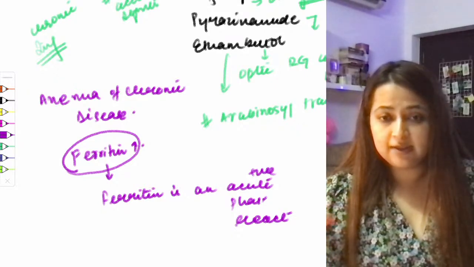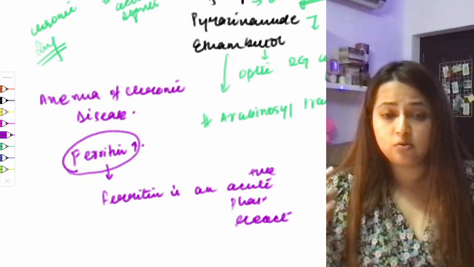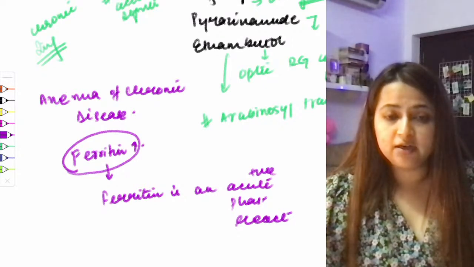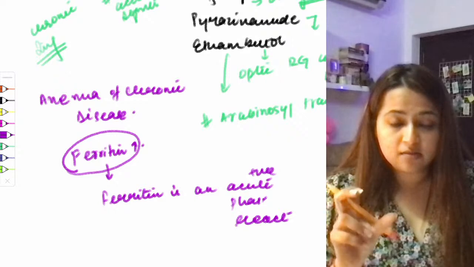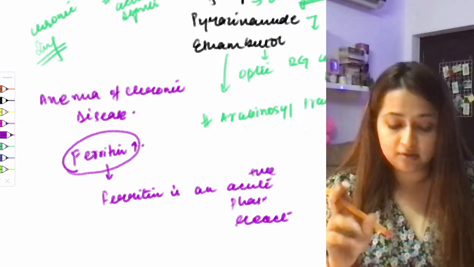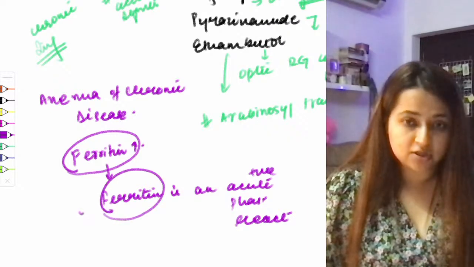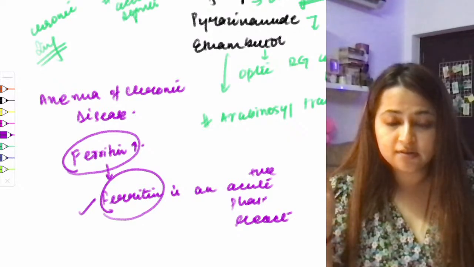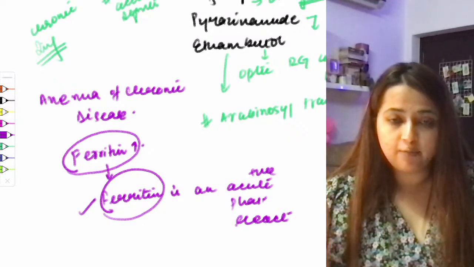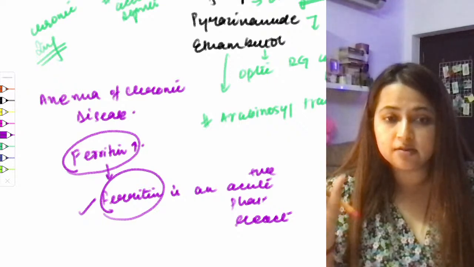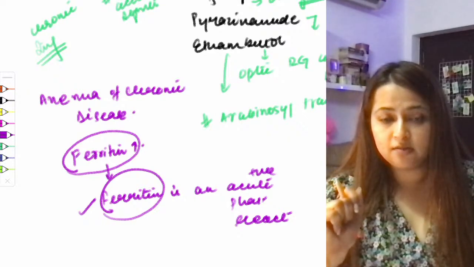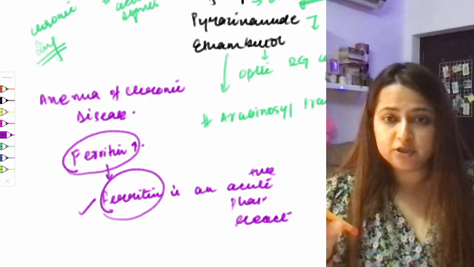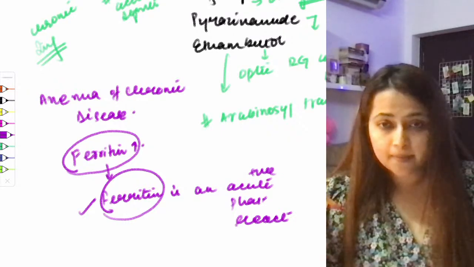That means whenever there is increasing inflammation or infection in the body, the ferritin levels are going to increase. So hence this patient who is having chronic infective disease, ferritin should be increasing in such a case. Alright, so this is the reason why ferritin levels are increasing in anemia of chronic disease despite decreasing levels of iron. And this is a very, very strong differential of iron deficiency anemia.